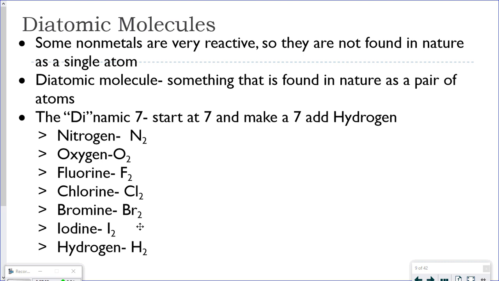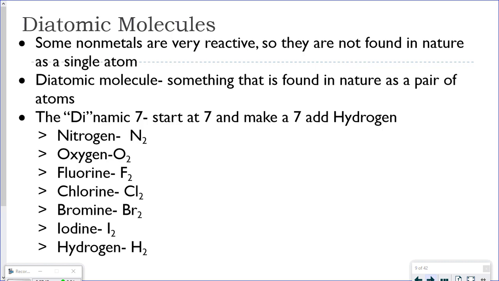And remember, they are diatomic when they are an element by themselves. They are always going to have that subscript of 2. When they are in a compound, you go by normal compound rules. So they don't have to have a 2 whenever they're in a compound.